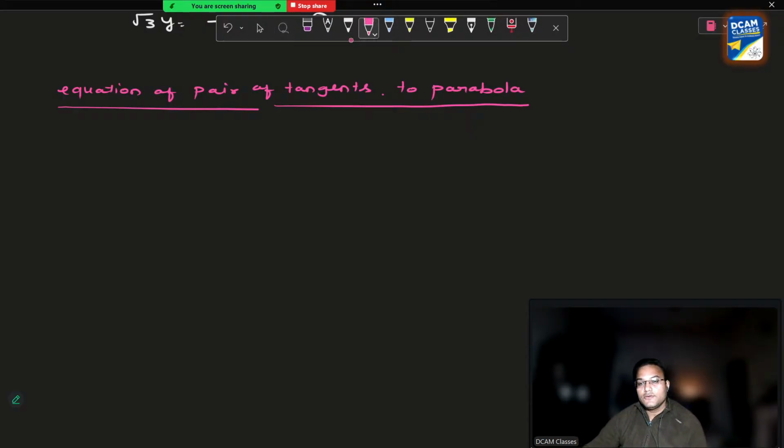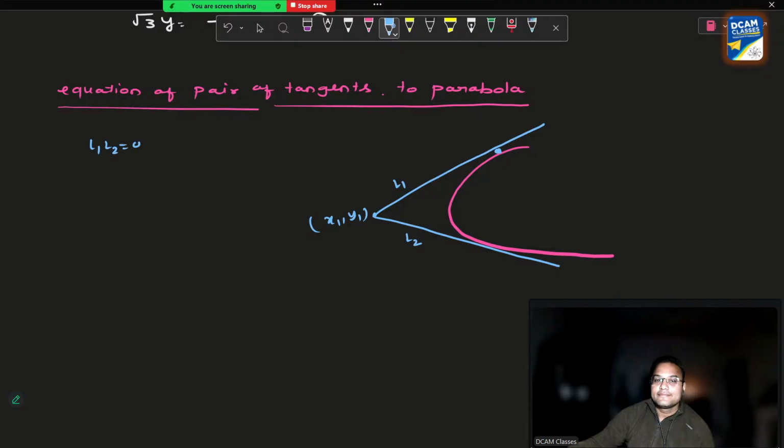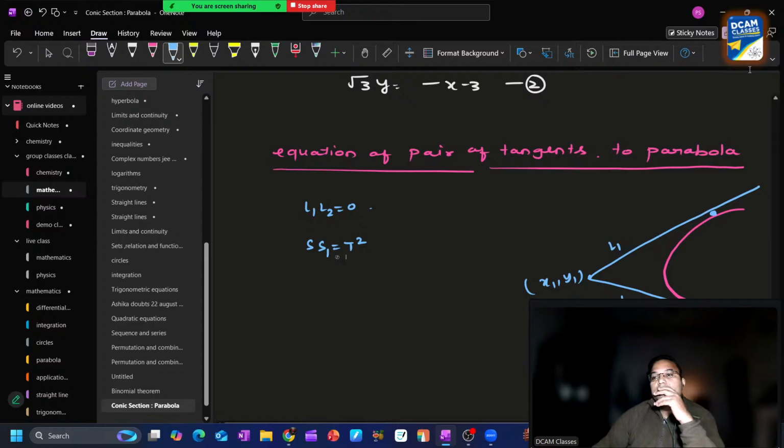See now, equation of pair of tangent. Achha, tell me this one. Did you remember what's the equation of pair of tangent to the circle? That equation. If we draw two tangents from an external point x1 y1 to the circle, what was it? Forgot. SS1 is equal to T square. Do you remember? You want me to actually show you again.